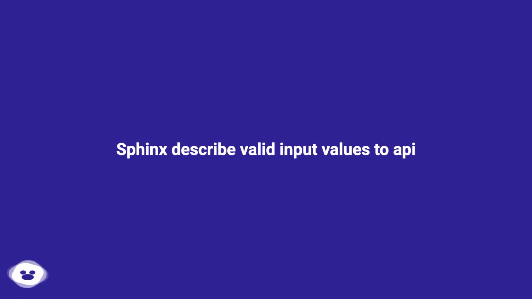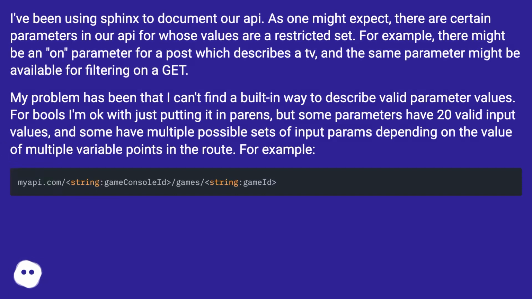Sphinx: describe valid input values to an API. I've been using Sphinx to document our API. As one might expect, there are certain parameters in our API whose values are a restricted set. For example, there might be a parameter for a POST which describes a TV, and the same parameter might be available for filtering on a GET.